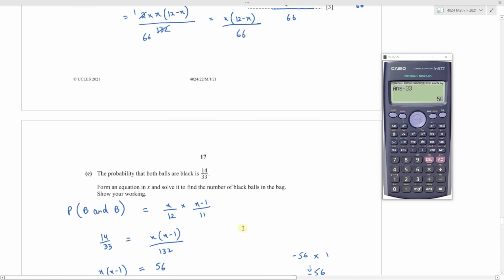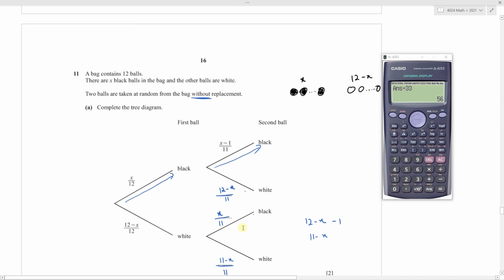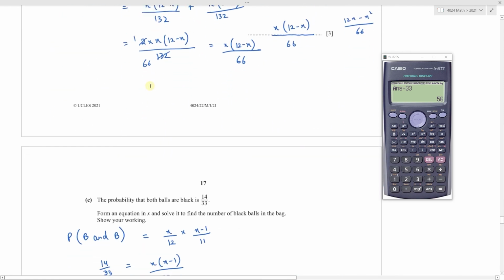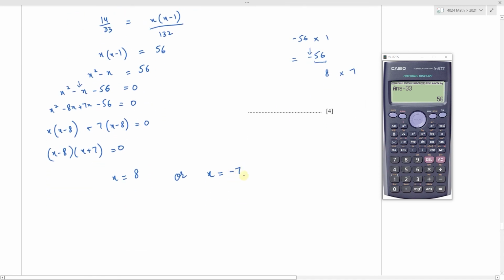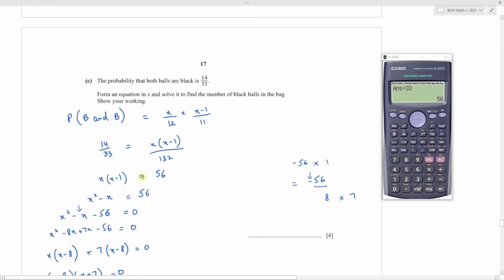So what is x? x is the number of black balls in the bag. So you cannot have a negative number of black balls in the bag. So minus 7 is not applicable. Your answer here is 8 and x is 8. So form an equation in x and solve it to find the number of black balls. So your value of x is 8, which is actually the number of black balls. So this is 8 here.